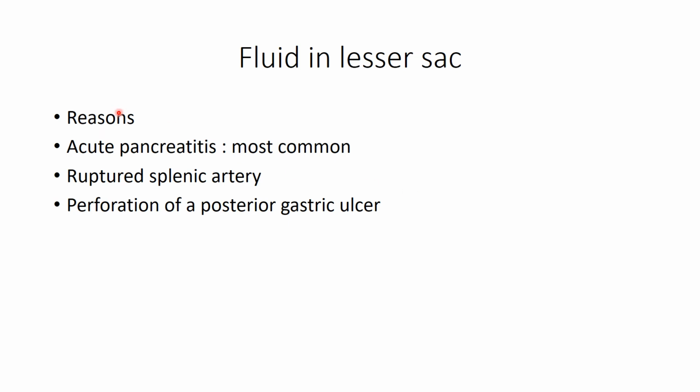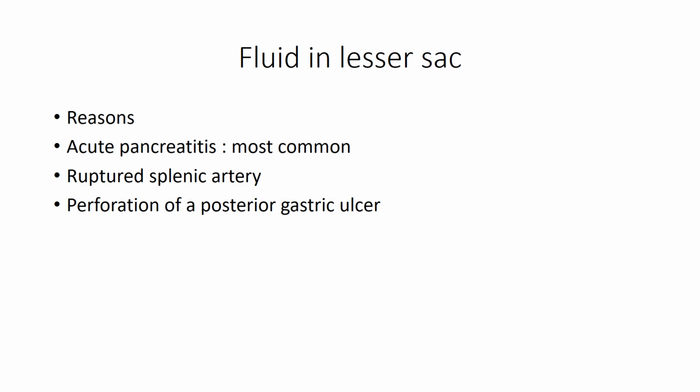Now the causes of fluid in the lesser sac include acute pancreatitis, which is the most common as it is related intimately to the superior border of the pancreas, which includes the head, neck, and most of the body of the pancreas. So acute pancreatitis causes fluid in the lesser sac. Then another is a ruptured splenic artery, which lies along this superior border of the pancreas. So because of that, again it is related intimately to the lesser sac.